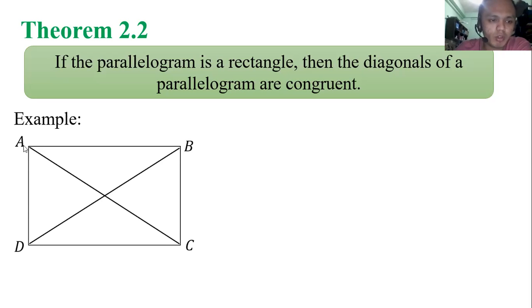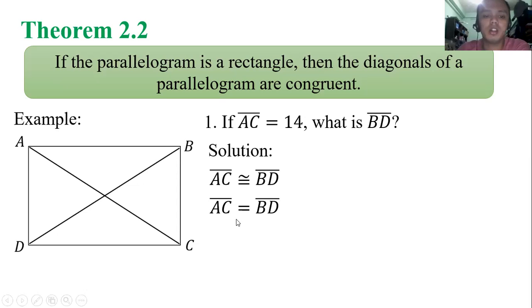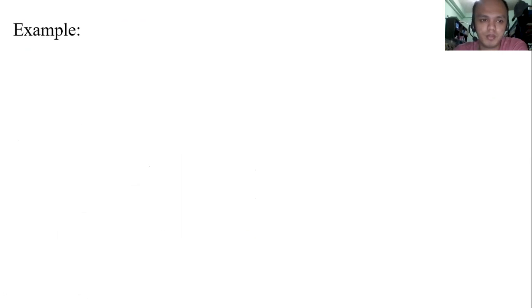Now, example here. In a figure, we have two diagonals, AC and BD. One of the properties of a rectangle is that the diagonals are congruent. Now, if AC is equal to 14, what is BD? Sabi dun sa property and also in the theorem na diagonals are congruent, therefore AC is congruent to BD. And if they are congruent, they are equal. Now, if your AC is 14, then your BD is also 14. Ganun lang.